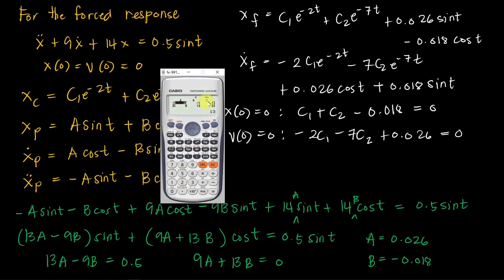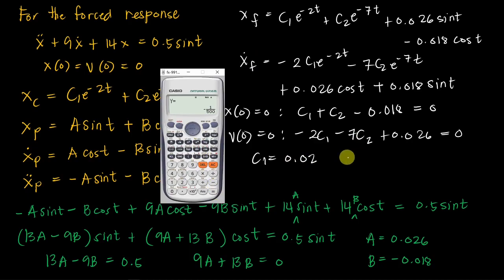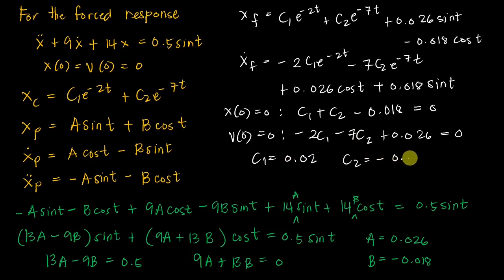Again, two equations, two unknowns. It's just a calculator job. Let's input into the calculator 1, 1, and, when moved to the other side, positive 0.018. Then for this, when moved to the other side it becomes negative. Since all of them are negative, I'll multiply by negative 1 so all are positive: 2, 7, and 0.026. Now, the values of C1 and C2: C1 is 0.02, and C2 is negative 1 over 500, which is 0.002. So, we now have the values of C1 and C2.